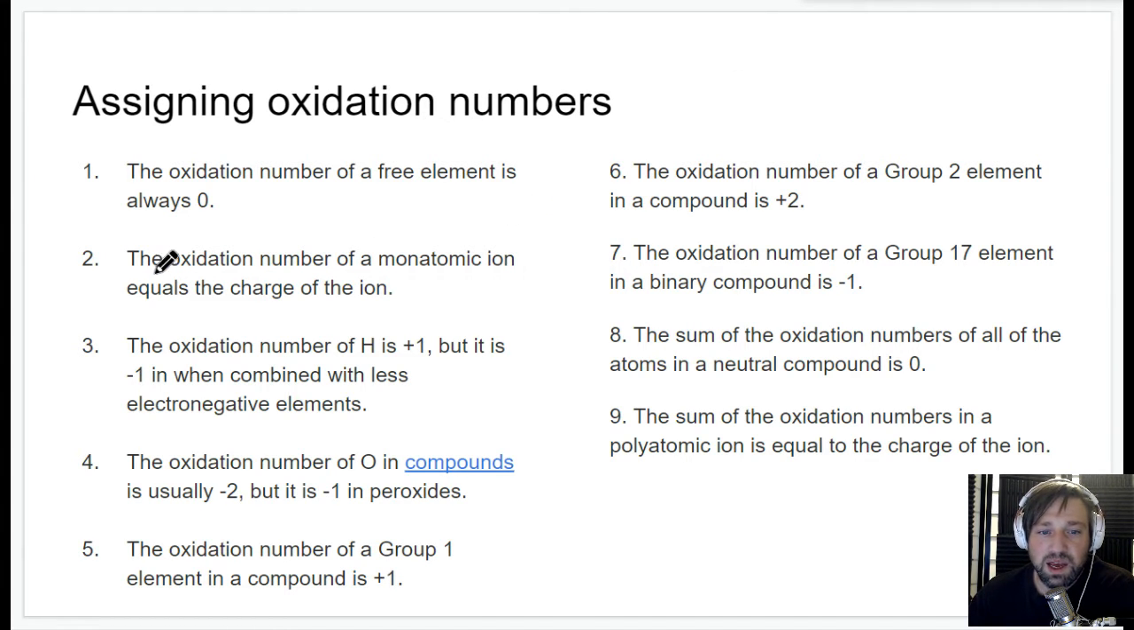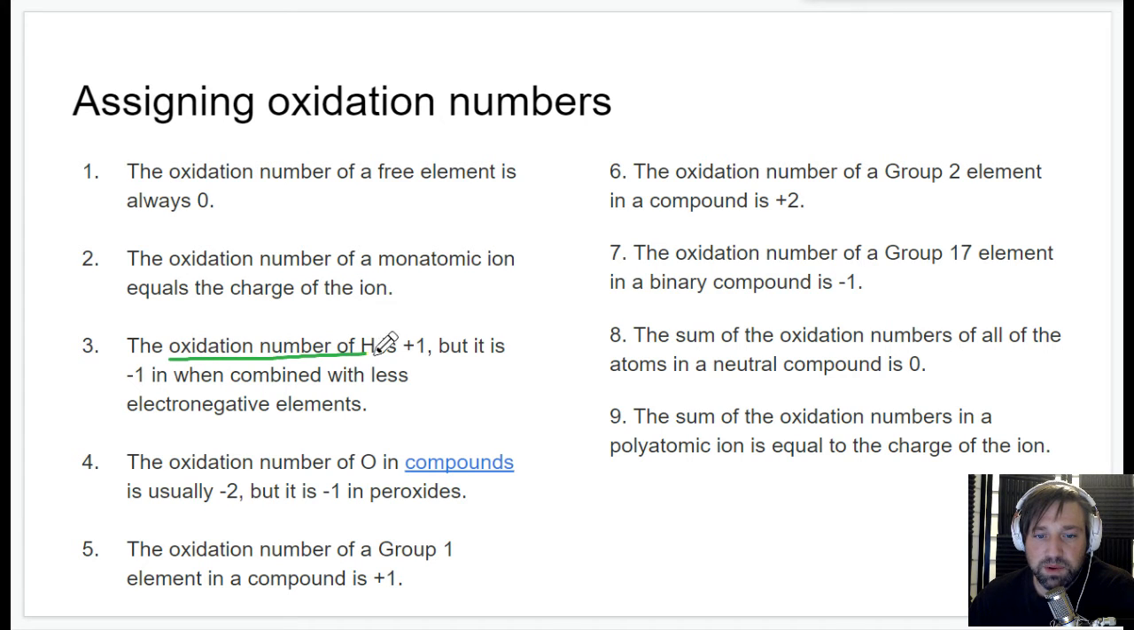It doesn't own more or less electrons than its typical valence electrons. All right. The oxidation number of a monatomic ion equals the charge of the monatomic ion. So in other words, if I said O2 minus, that's a tiny 2 minus, what's the oxidation number of this? Well, it's negative 2. There you go, negative 2. All right, that's pretty simple, right? If I said sodium ion, what's the oxidation number of a sodium ion? Positive 1. Positive 1.